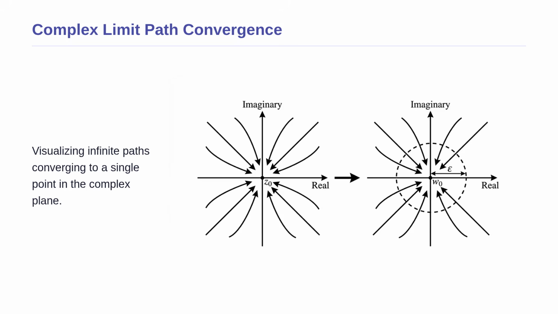The right side shows the output space. The mathematical function maps every path from the left plane into a corresponding path on the right plane. The crucial takeaway here is that no matter which of those infinite paths you take to reach z0 on the left, the resulting paths on the right all smoothly converge onto the exact same destination point, w0. The dashed circle represents the tiny distance epsilon, showing that the outputs are trapped close to the target.